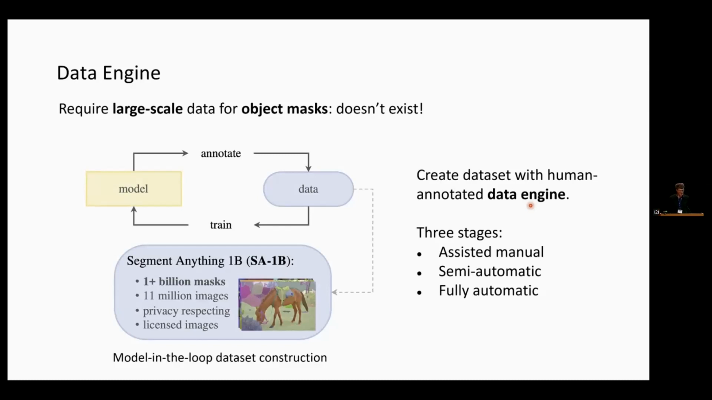And what finally came out of the other side of this was a very large data set that was ultimately entirely automatically generated, of over a billion masks on 11 million images. We managed to get, I guess, permissive licensing for these images so that they can be used for research purposes, and they are released. So we do this process in 3 stages that we call assisted manual, semi-automatic, and fully automatic. I'll go briefly through what those 3 stages are.